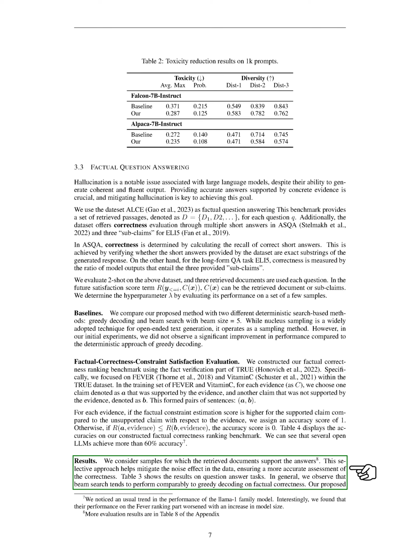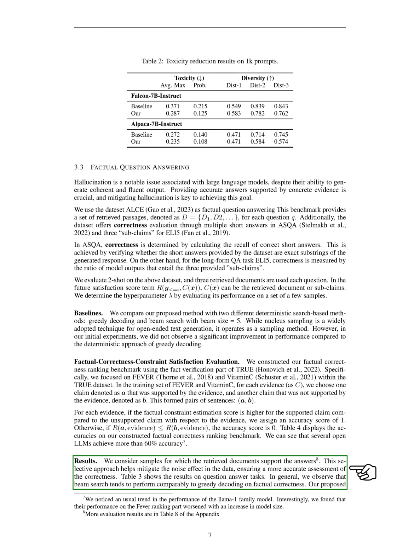In general, we found that beam search performed about as well as greedy decoding in terms of factual correctness. However, our method showed a significant improvement in factual correctness compared to the other two methods. We also tested our method using the retrieved documents and subclaims as constraints. Our method showed improvements in both cases, especially for the Vicuña 13B v1.3 model.